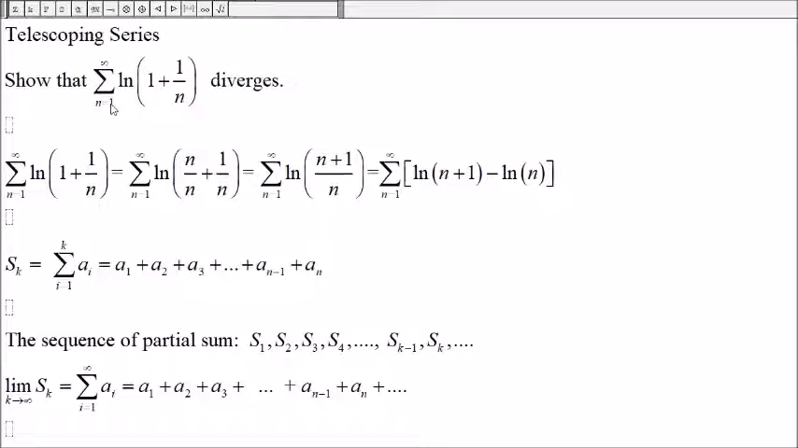Here we have the infinite series of the natural log of 1 plus 1 over n, and we want to show that this series diverges.